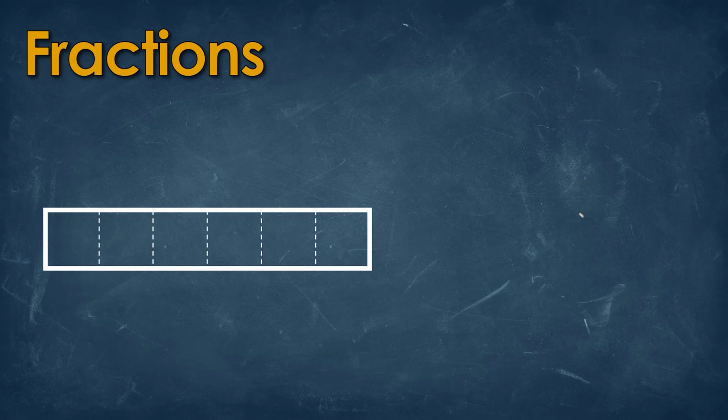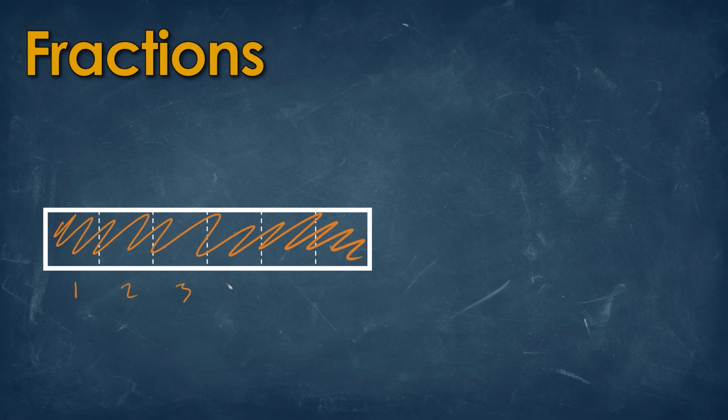Okay, let's try another example with this. Let's say this time we shade all of it. Well, if we had 1, 2, 3, 4, 5, 6 sections, we shaded a total of 6 over a total of 6. So our answer would be 6/6.